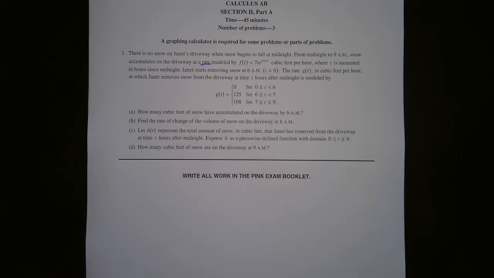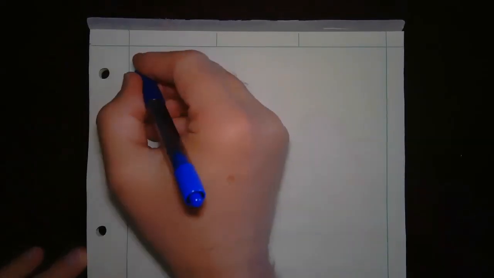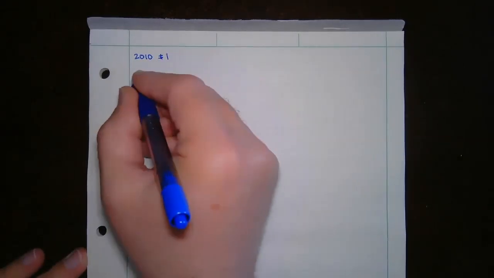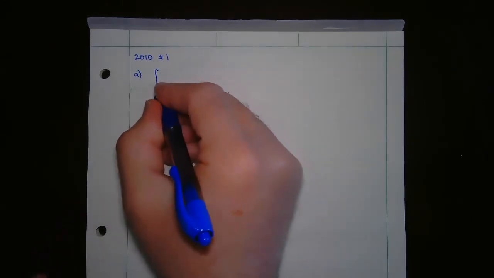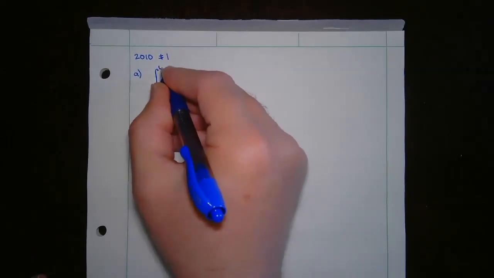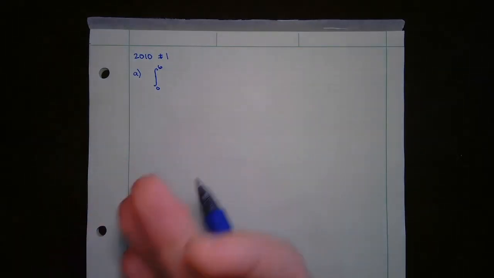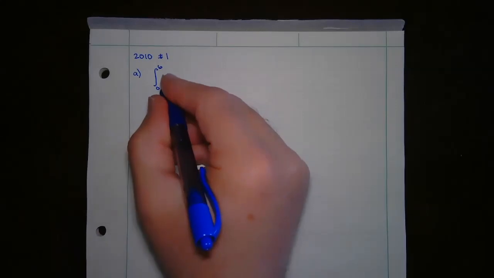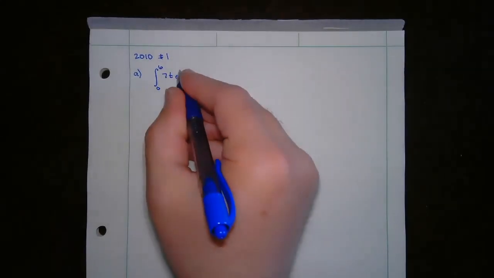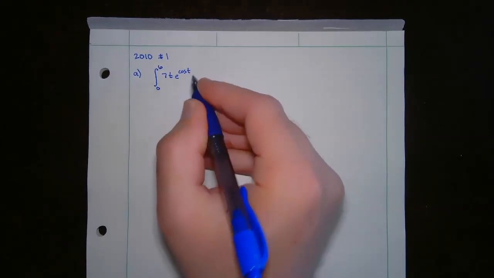All right, let's go ahead and do that first one. I'm going to write 2010 number 1, and I'm going to put A here. How many cubic feet of snow have accumulated on the driveway at 6 a.m.? That would be an integral from 0 to 6 of our f of t, the function that's putting snow onto the driveway. That would be the integral of 7t e to the cosine of t dt.